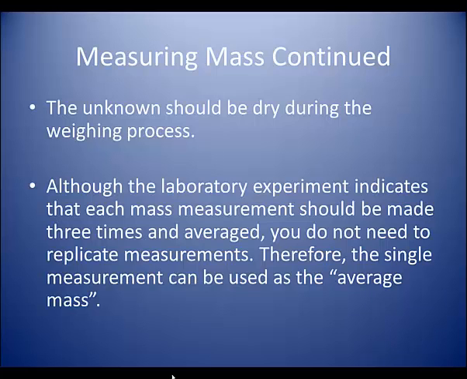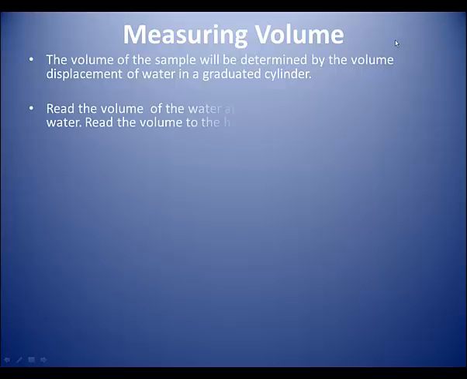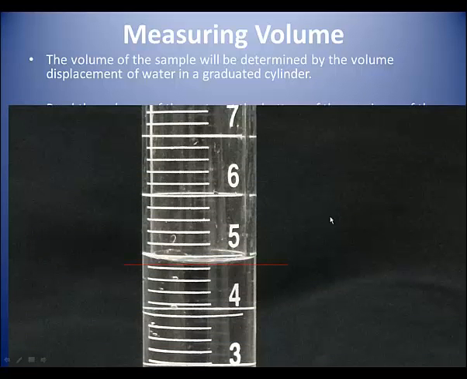Therefore, the single measurement can be used as the average mass. That's a variation on the procedure. Measuring volume. The volume of the sample will be determined by the volume displacement of water in a graduated cylinder. Read the volume on the graduated cylinder at the bottom of what is called the meniscus of the water.